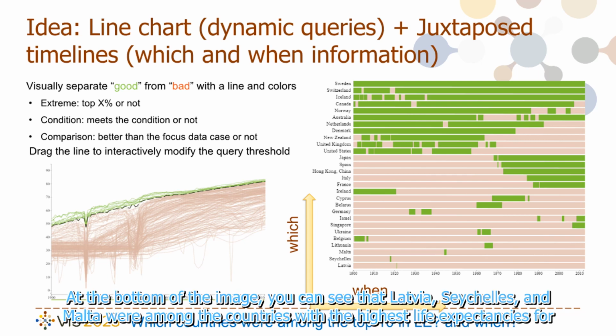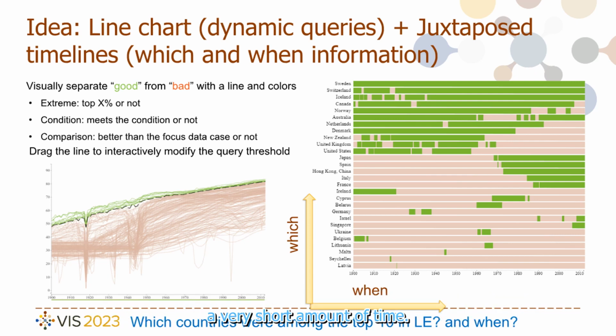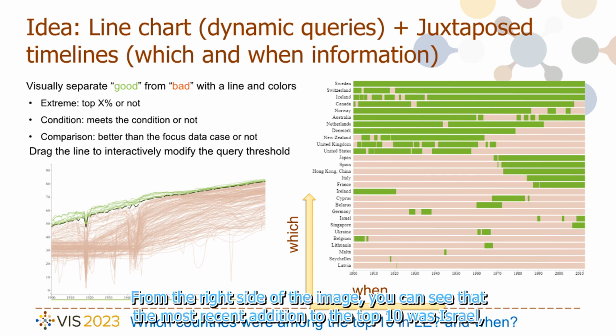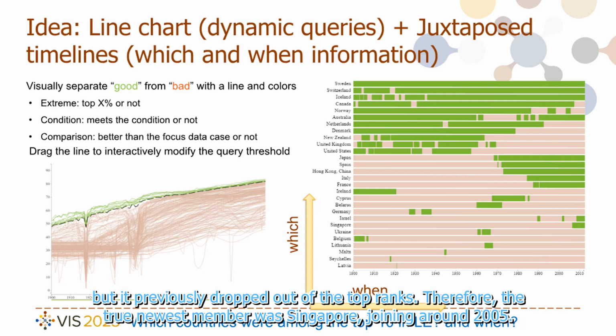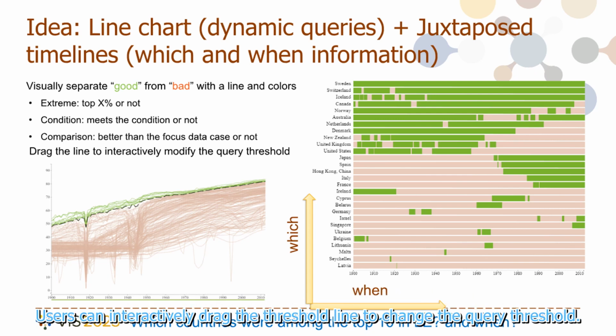At the bottom of the image, you can see that Latvia, Seychelles, and Malta were among the countries with the highest life expectancies for a very short amount of time. From the right side of the image, you can see that the most recent addition to the top 10 was Israel, but it previously dropped out of the top ranks. Therefore, the true newest member was Singapore, joining around 2005. Users can interactively drag the threshold line to change the query threshold.